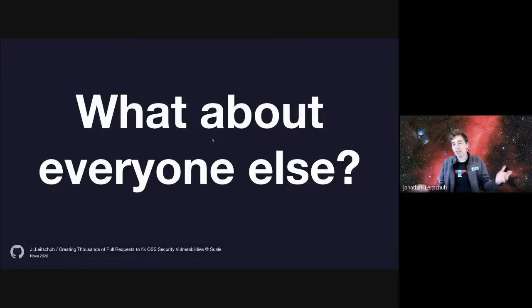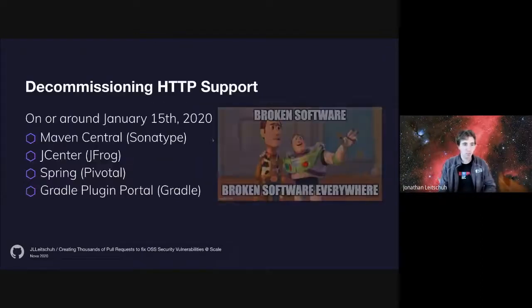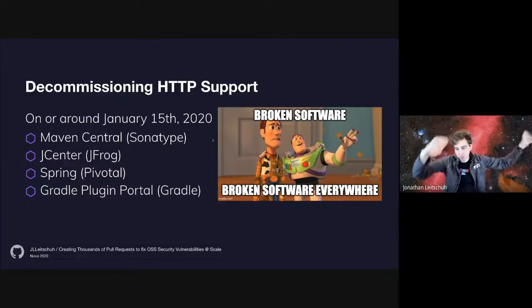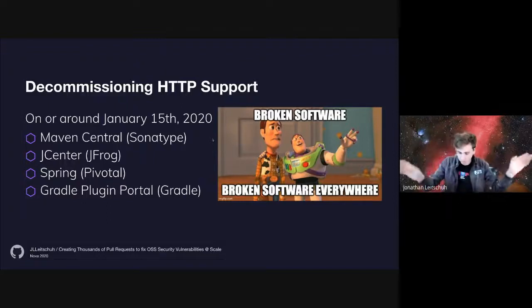So what about everybody else? These are the biggest artifact servers, right? Maven Central, JCenter, Spring. But there are other people relying upon artifact servers, like my company, or Jenkins, which has their own artifact server. There's a bunch of different companies, or the Eclipse Foundation, right? Eclipse Foundation, I couldn't get to drop HTTP support. They still haven't dropped HTTP support. They do a redirect now, which is whatever.